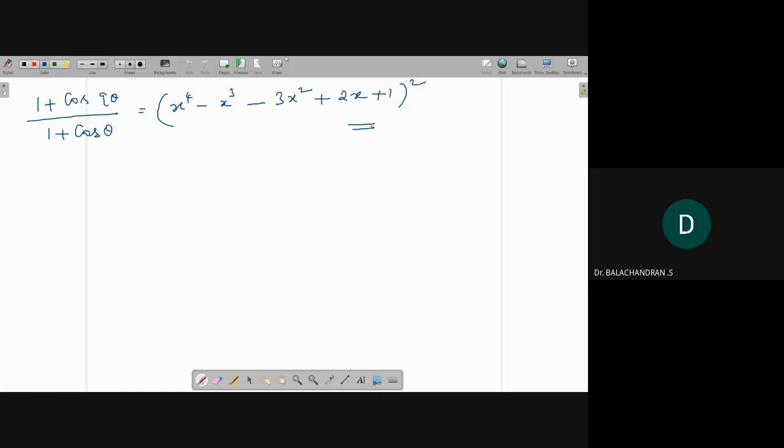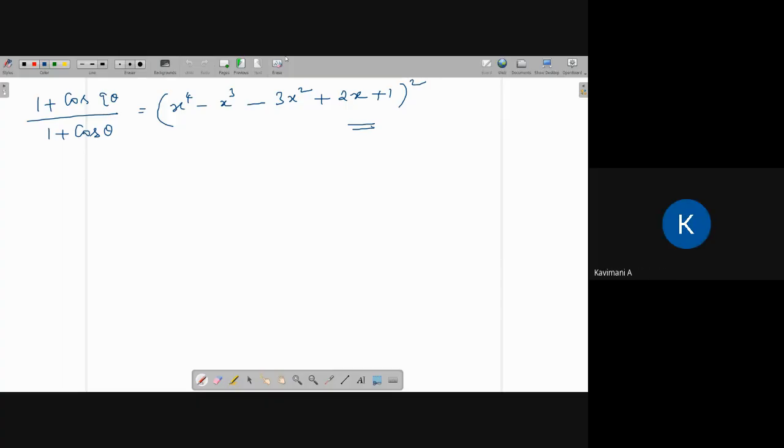At least I want to know your answer. I think I gave the problem: express 1 plus cos 5 theta divided by 1 plus cos theta as a series of powers of x, where x is equal to 2 cos theta. So please tell your answer. Anybody got the answer? Sir, x square minus x minus 1 whole square.